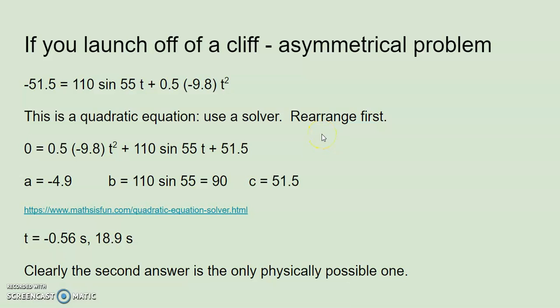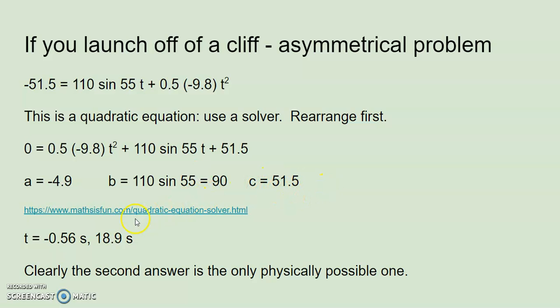So rearrange the equation here so it looks like your standard ax squared plus bx plus c equals 0 problem. And put it in the right order, so your t squared and then t and then your numerical term is last. This tells you that a is negative 4.9, b is 110 sine 55, and that's 90. Again, make sure you're in degrees mode. And then c is 51.5.